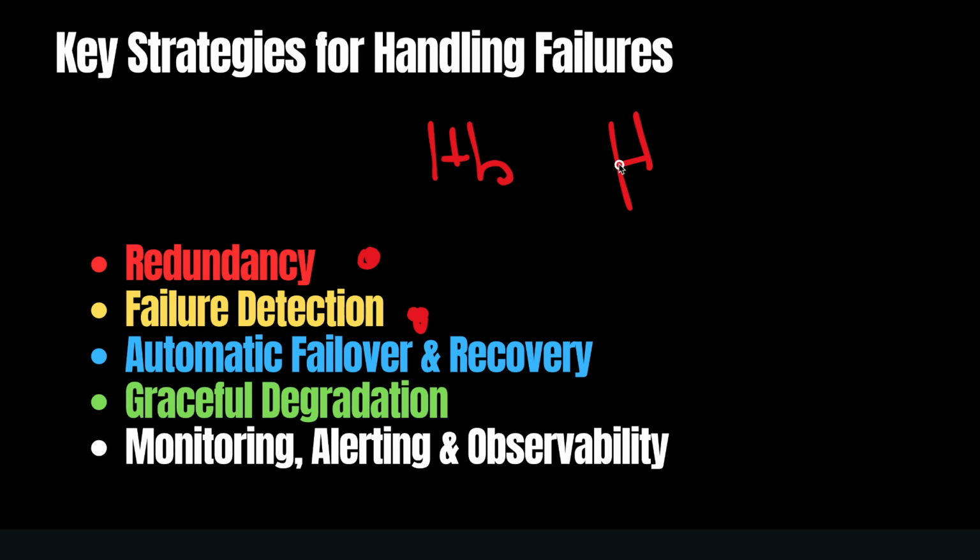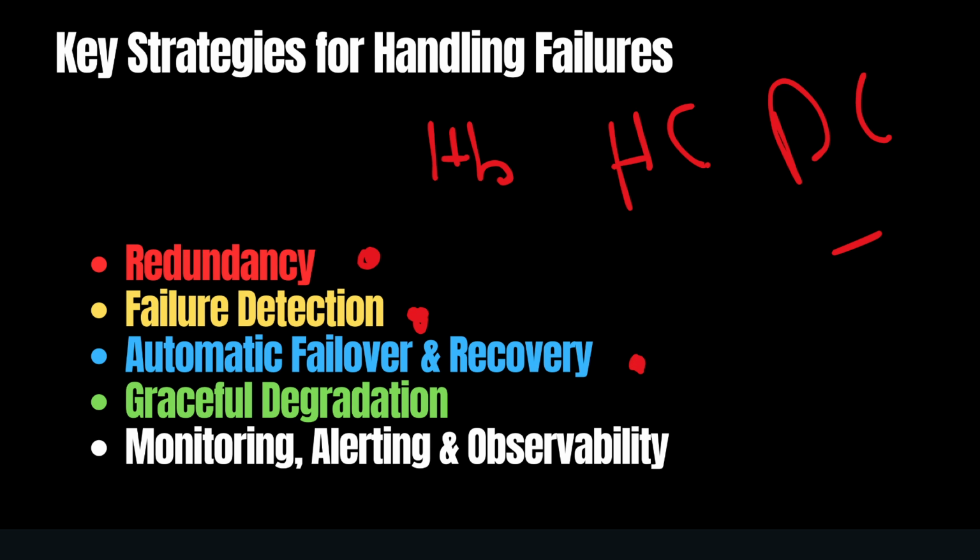Also, we have health checks. Basically, load balancers or monitoring systems will regularly ping endpoints of services to check their responsiveness. And third, we have distributed consensus. Algorithms like Raft or Paxos help nodes agree on who is the active leader and automatically elect a new one if the current leader fails. The benefit of that is it enables rapid response and automated failover.